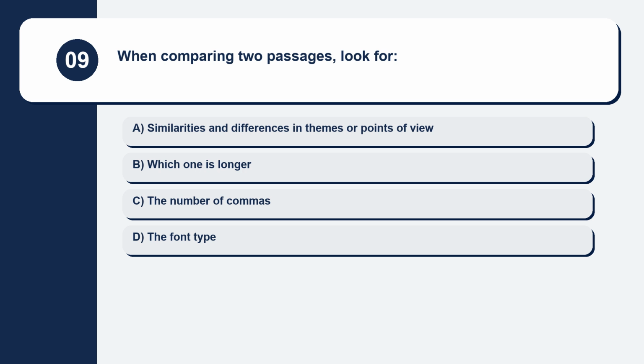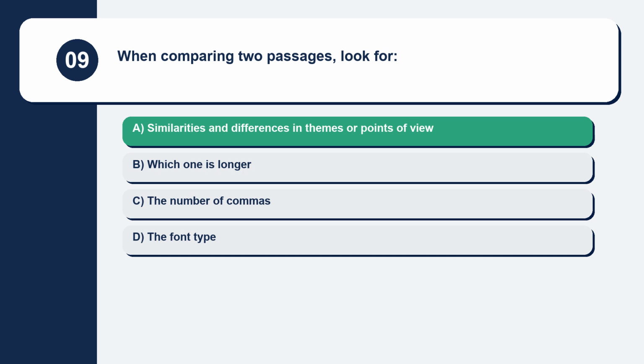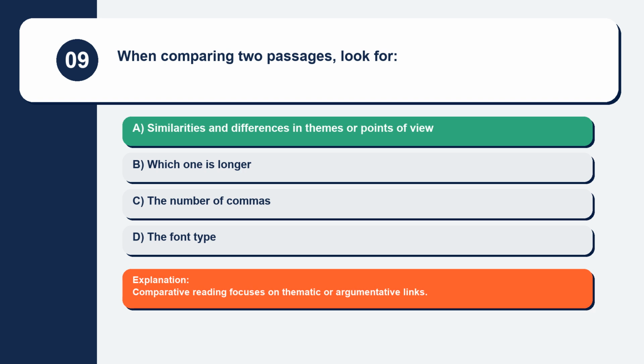Question 9. When comparing two passages, look for similarities and differences in themes or points of view. Which one is longer? The number of commas. The font type. Comparative reading focuses on thematic or argumentative links.